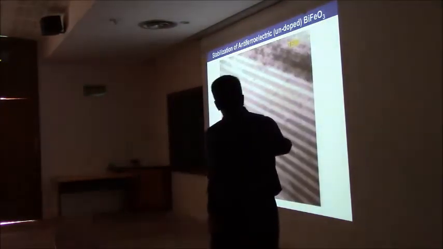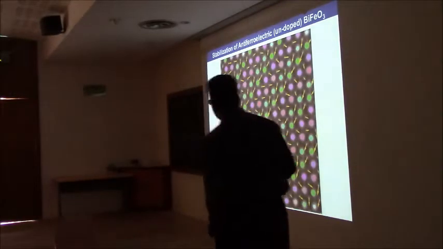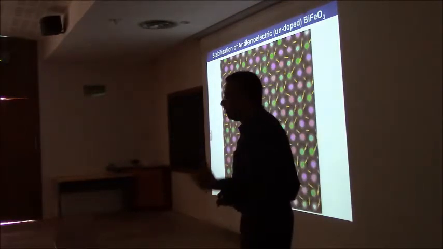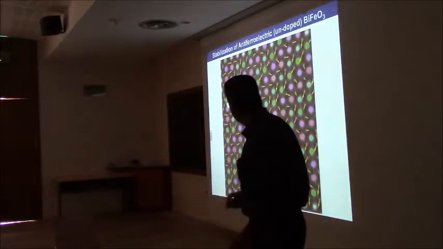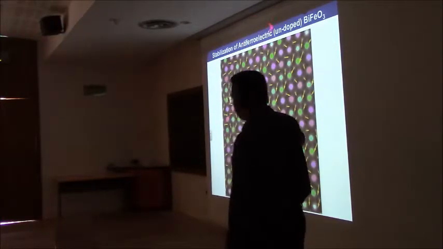And you can see these arrays of antiferroelectric phases everywhere. And that's the atomic structure of the antiferroelectric phase. You can see that it looks very much like the lead zirconate type structure. And the distortions are given by these arrows that go up, down, up, down.